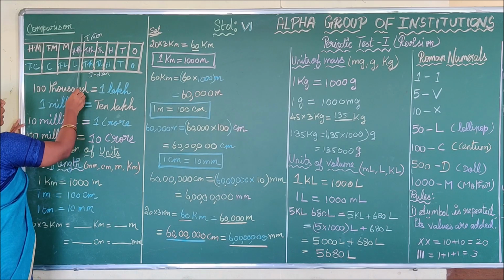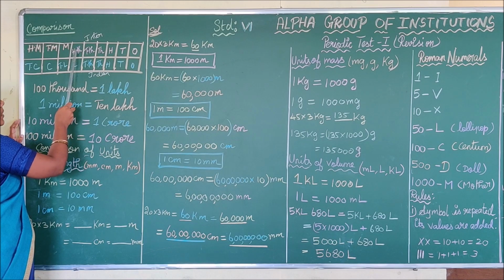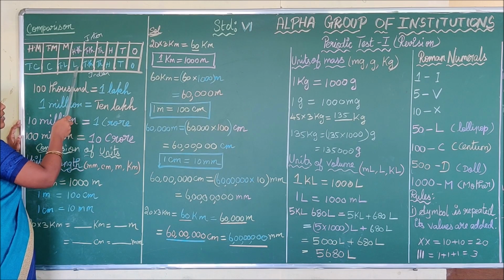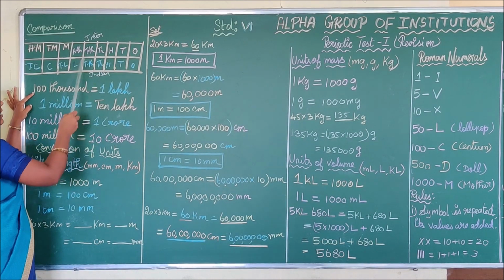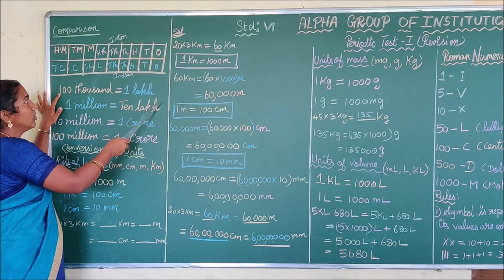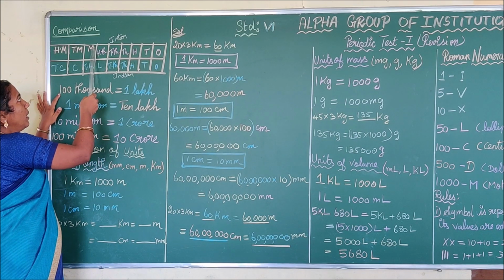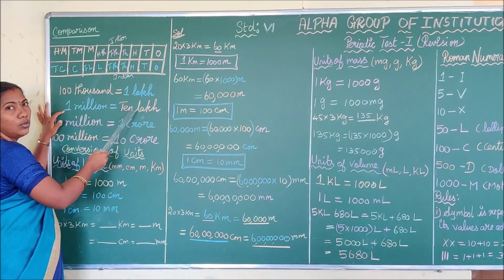Okay, up to 10,000, both systems have the same place value. See the next one here. In the international system we have 100,000. In the Indian system we have lakh. So we have to write the comparison formula as 100,000 equal to 1 lakh. Is it clear, children? See the next comparison. 1 million is equal to 10 lakh.